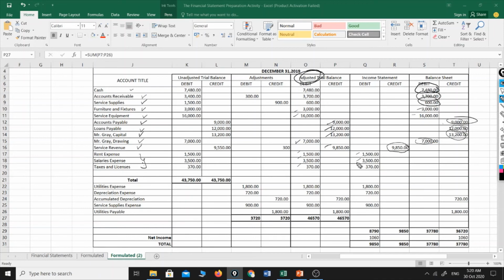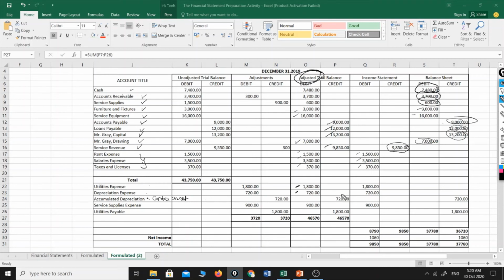Okay. Next is utilities expense. So again, this is another expense account. So its amount should be reflected on the debit side under income statement. Okay. Next, depreciation expense, another expense, the same process. We extend the amount from the adjusted trial balance to the income statement section. Next, accumulated depreciation. So again, accumulated depreciation is a contra asset. So just like an asset, it should also be part of our balance sheet. Okay, because this is a contra asset account.